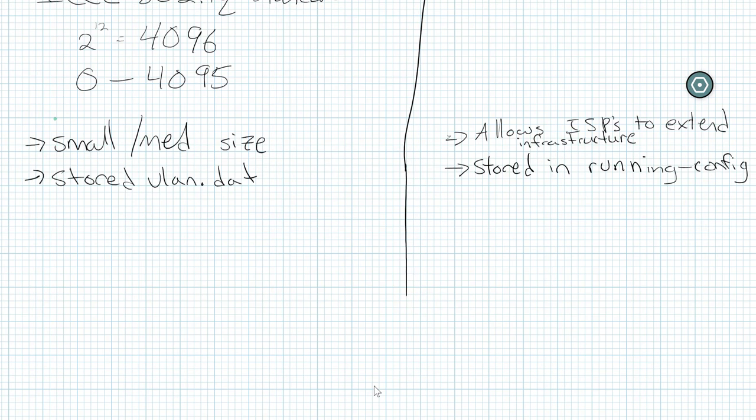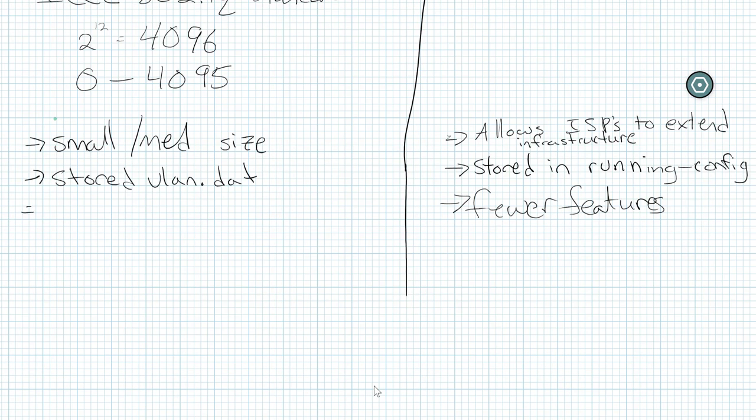So yeah, there's fewer features on the extended range. It really is just an extension for when it's needed. The normal range is where we want to stay if we want all of the benefits of a VLAN that are set up by default.